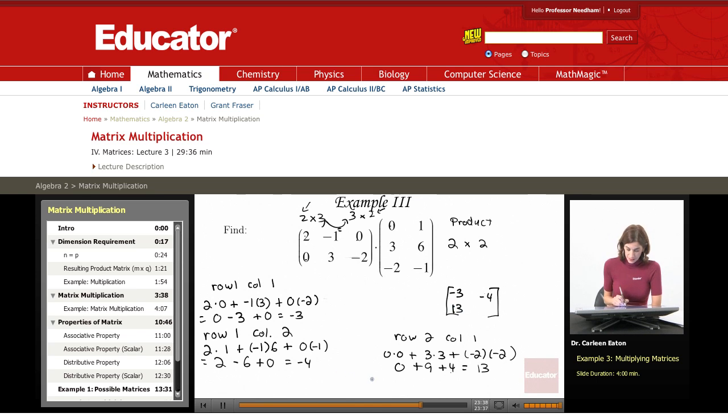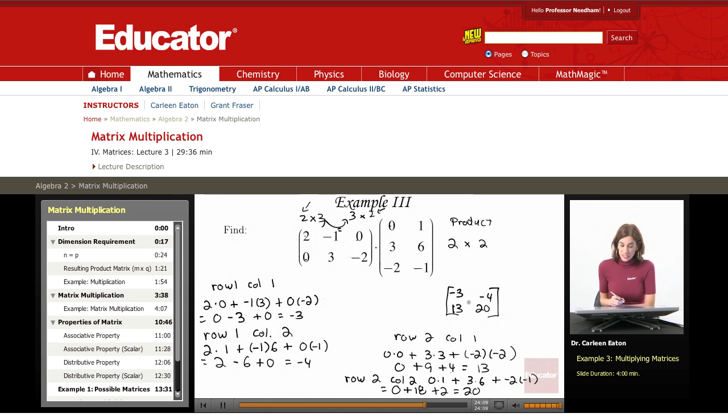Okay, next I need to find row 2, column 2. 0 times 1 plus 3 times 6 plus -2 times -1 is going to give me 0 plus 18. -2 and -1 is +2, so that's 20.